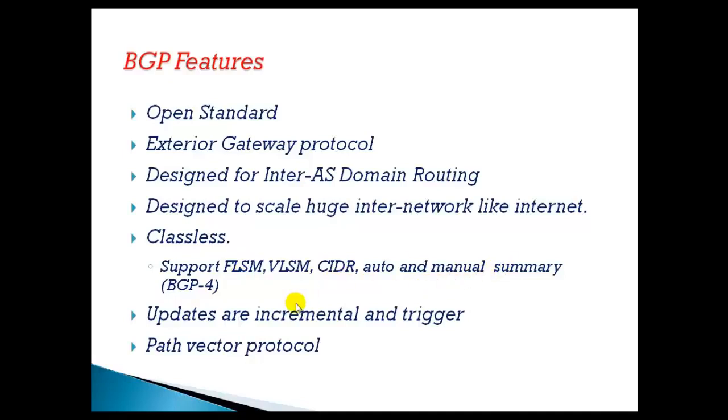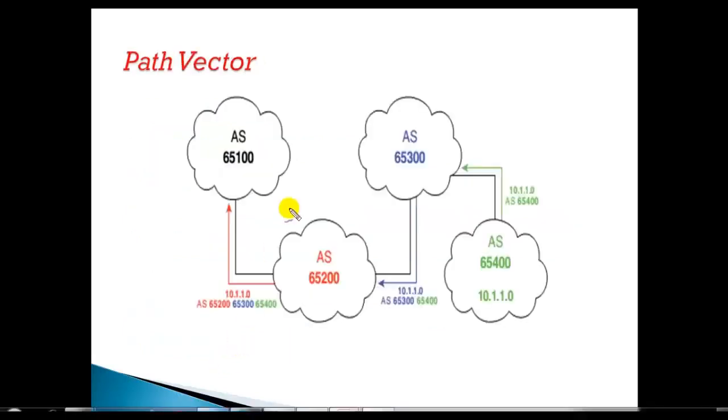All these things are supported in BGP, just like we have in all our IGP protocols. And it's similar to your internal protocols. Updates are incremental and triggered updates are supported, and we call BGP a path vector protocol. Now what is meant by path vector? Path vector is a method of sending the routes along with path information.